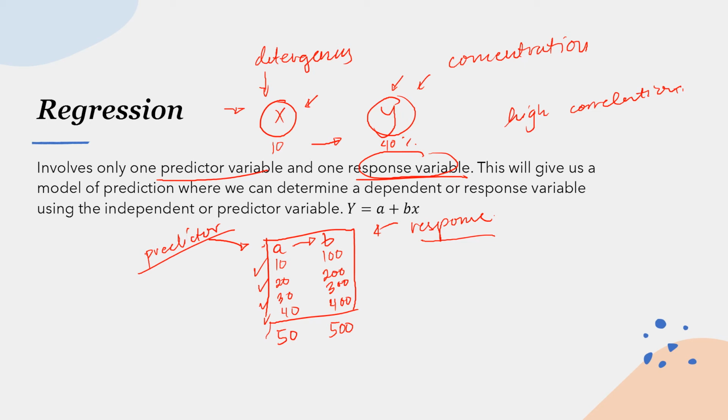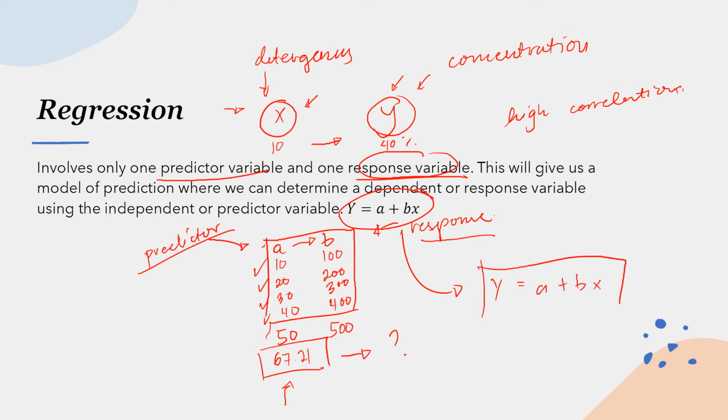Pero paano kapag hindi pasok doon sa common sense natin yung value ng predictor variable natin? Sabihin natin may lumabas na 67.21. Okay. So, ano yung magiging value ni B kapag ang A natin ay naging 67.21? So, doon na po papasok yung regression formula natin. So, y is equal to A plus B x. This would be the formula that we're going to use.